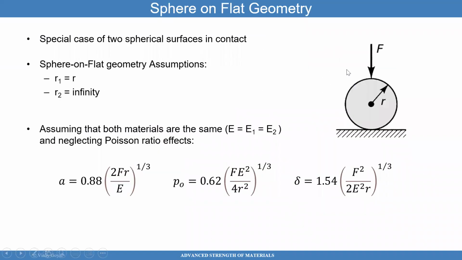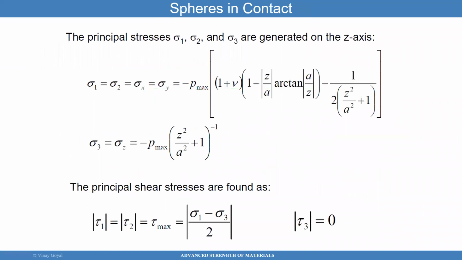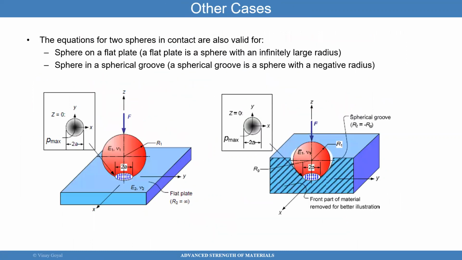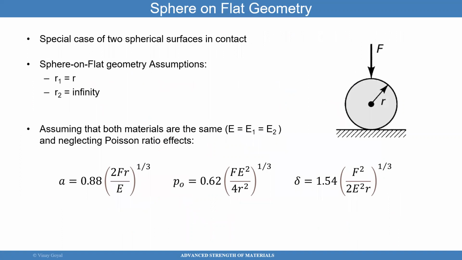Let me study the first case first. The first case is a sphere on a flat plate, so R2 here is infinity. I'm going to plug in R2 to be infinity here. And I assume the Poisson ratio effects are negligible, because the Poisson ratio of metal is typically 0.3. 0.3 squared gives you 0.09, so it's going to be in the noise. If you consider 1 minus 0.09, that gives you 0.91. So you can use that number.